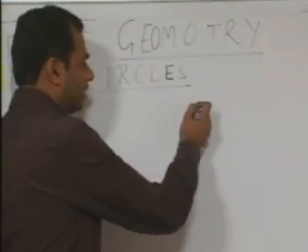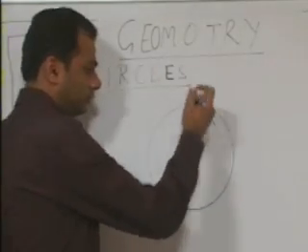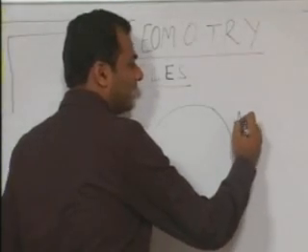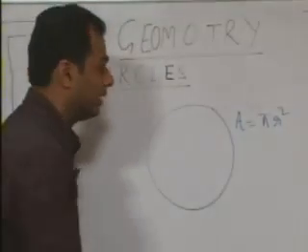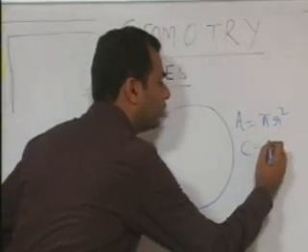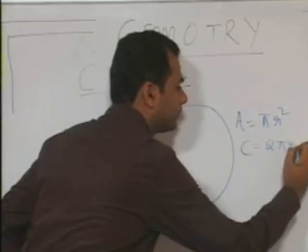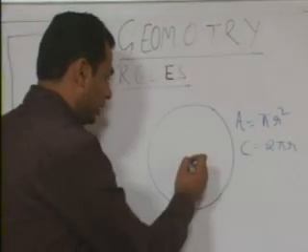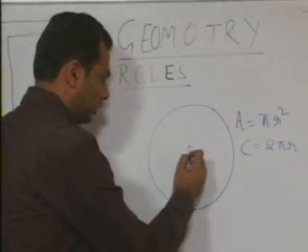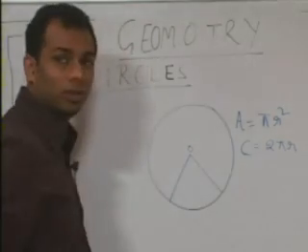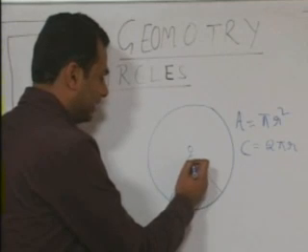Let's say this is a circle. So we all know that the area of the circle is equal to pi r square and the circumference is equal to 2 pi r. Let's say this is the center of the circle, O. And if I draw these two lines, let's say this angle is theta.